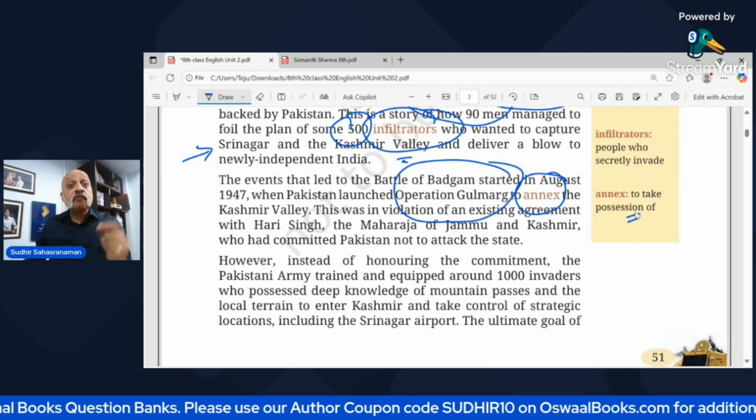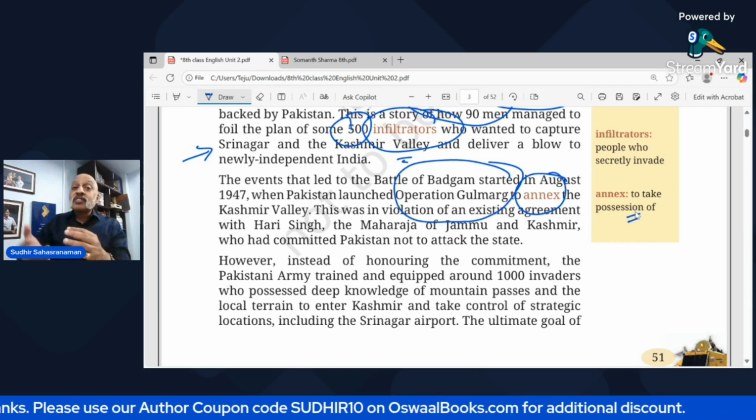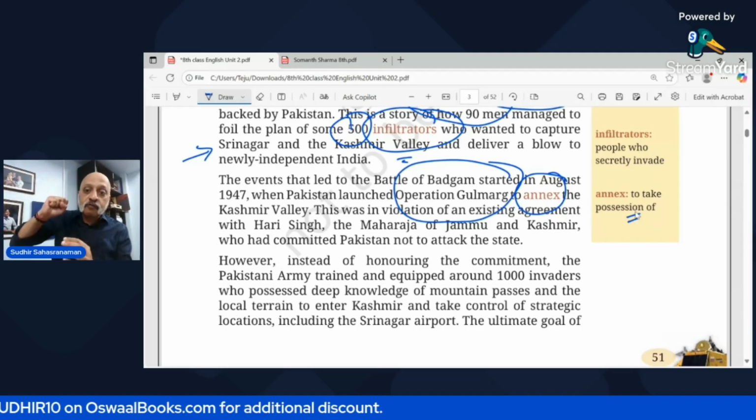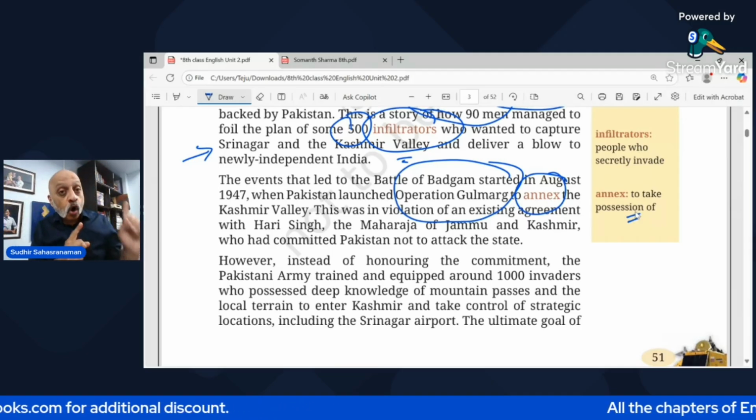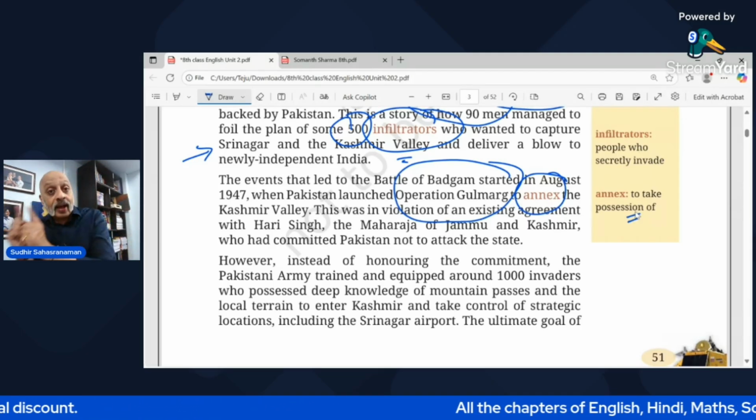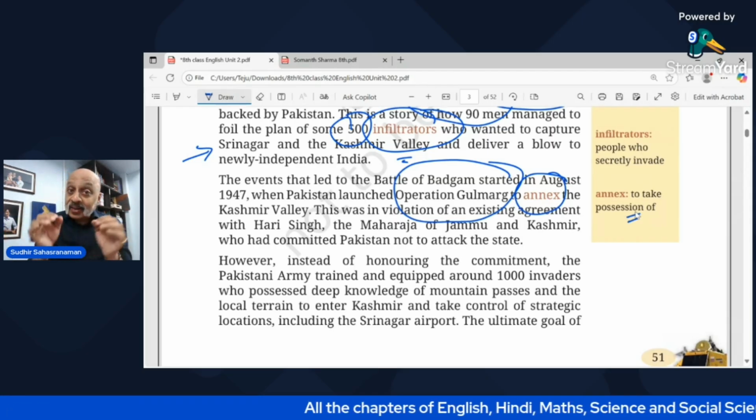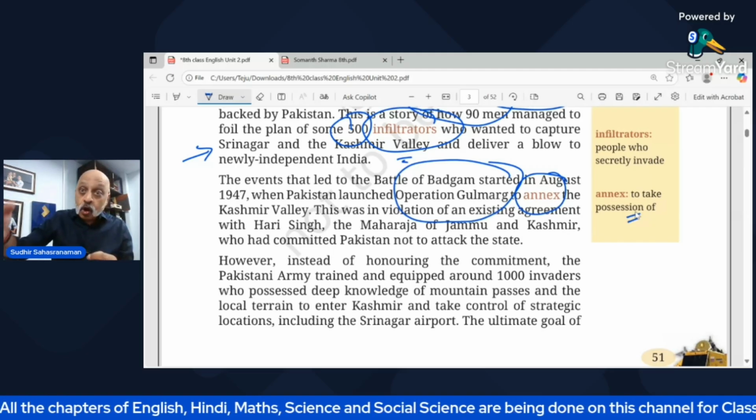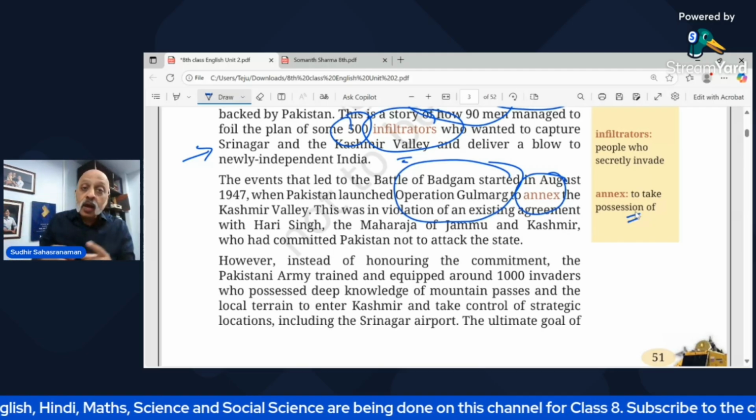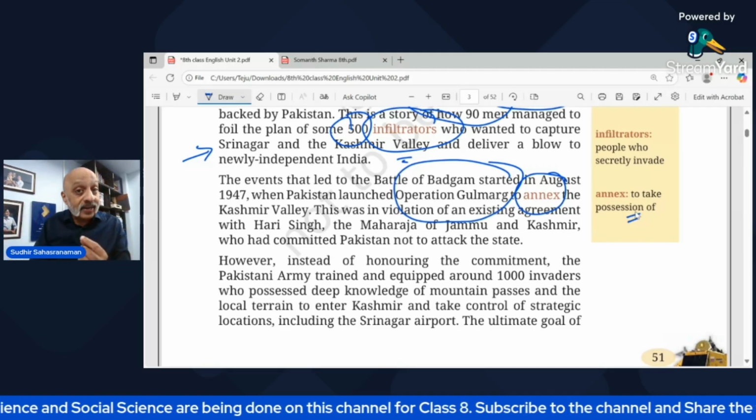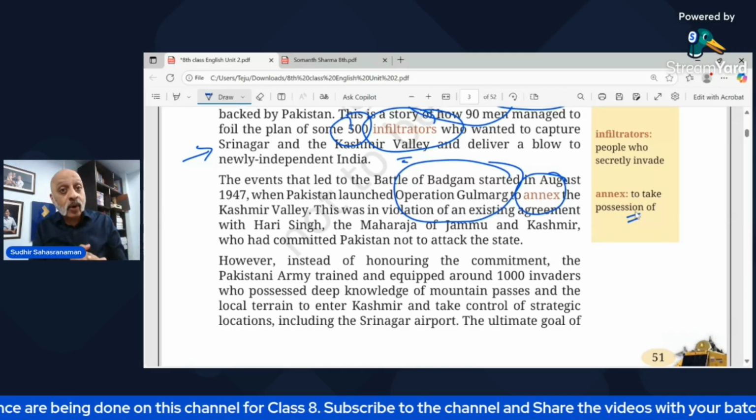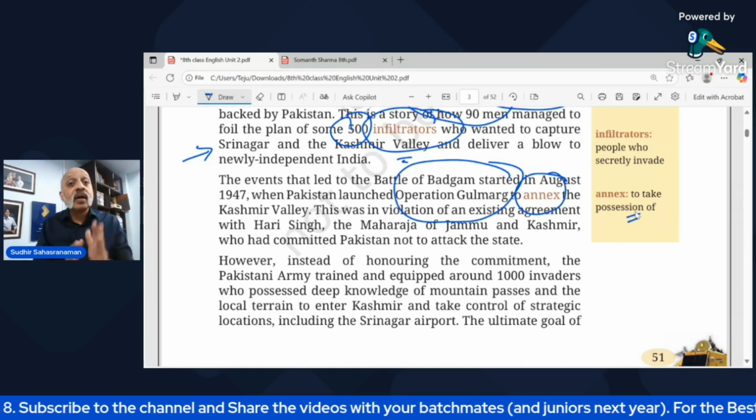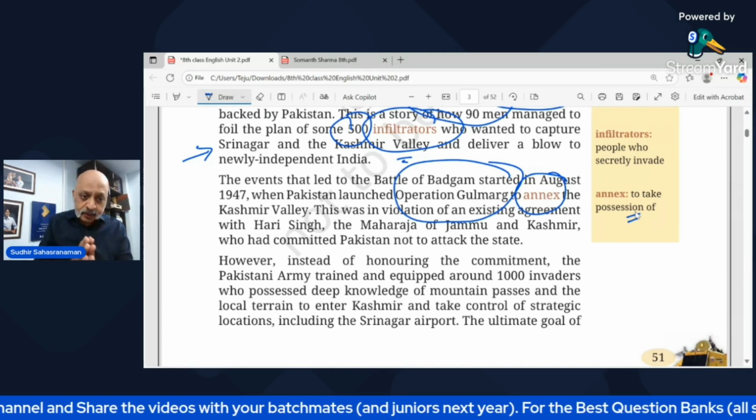Annex means take possession forcibly. Annex does not mean somebody is giving to you willingly. No. Annex means to capture, to take away forcibly the Kashmir Valley. So Operation Gulmarg's intention was to capture or annex the Kashmir Valley. And this was in violation of the existing agreement with Maharaja Hari Singh, who was the Maharaja of Jammu and Kashmir, who had committed that Pakistan was not to attack the state, right? So Pakistan was not to attack Kashmir because Maharaja Hari Singh had an agreement, and Pakistan violated that agreement, right?